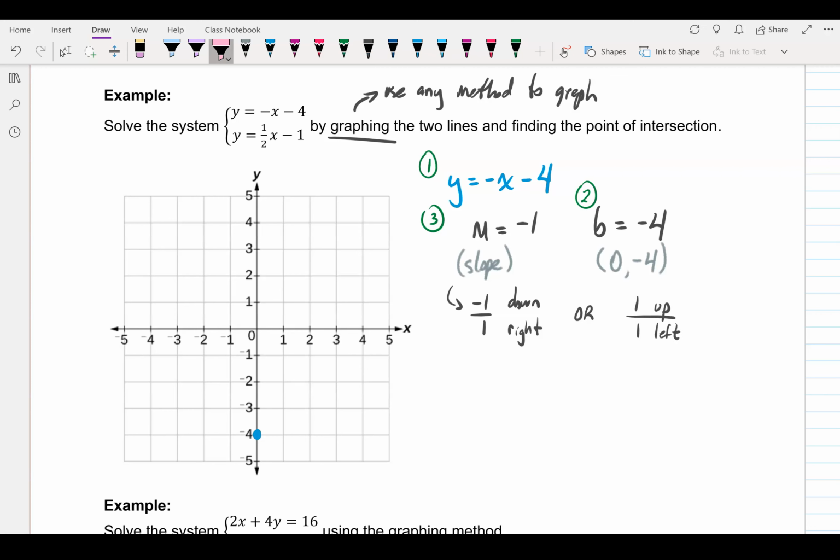Okay? Because we can switch this up. I'll show you what I mean in a second. So let's look at this point here. We can go one down, one right. One down, one right would give me this line, but that's kind of a problem. I don't have anywhere else to go.